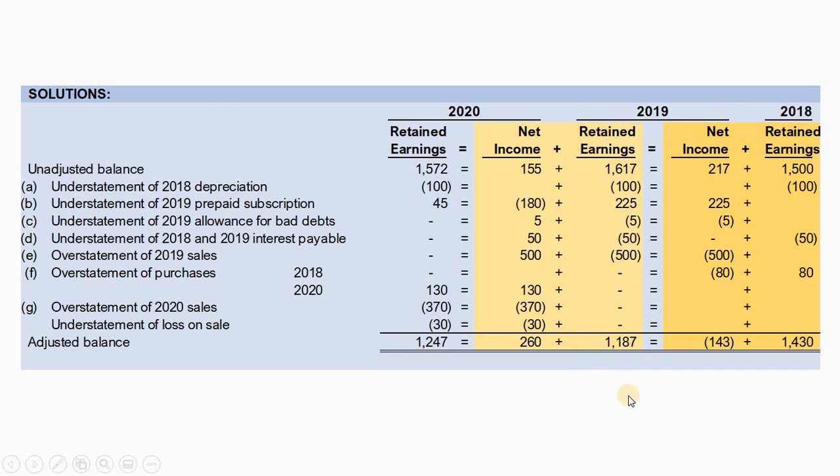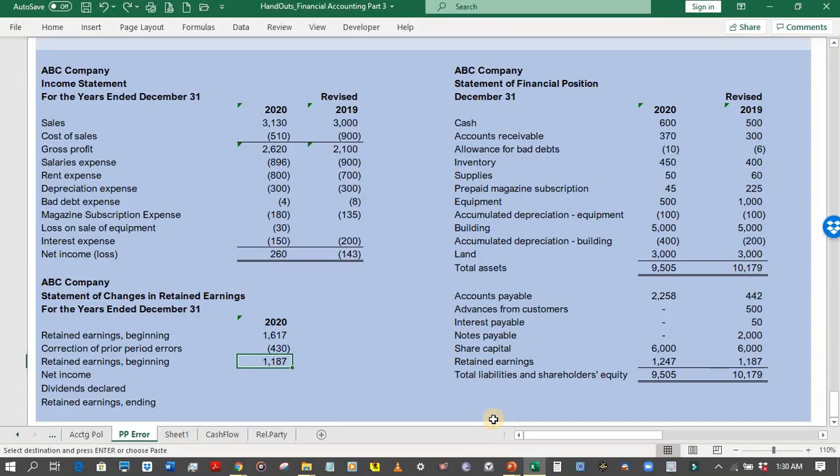Then, the net income to be added in our statement of changes in retained earnings, of course, is the adjusted net income in 2020 because the 1,187 is already adjusted. Therefore, the net income to be added must also be adjusted, and that is 260 pesos, so that the ending retained earnings adjusted for 2020 is 1,247 pesos. So now the net income to be added is 260 pesos. Again, this is the adjusted net income.